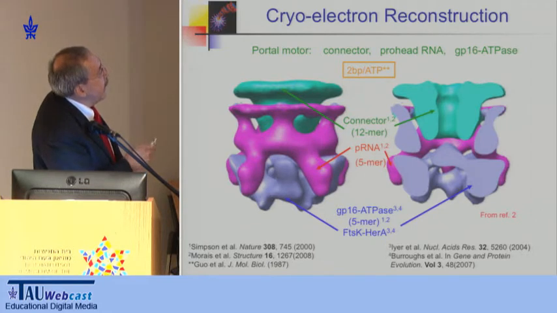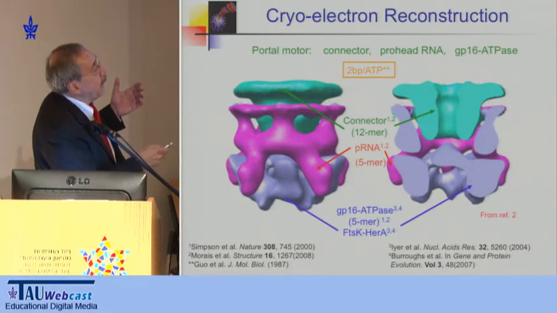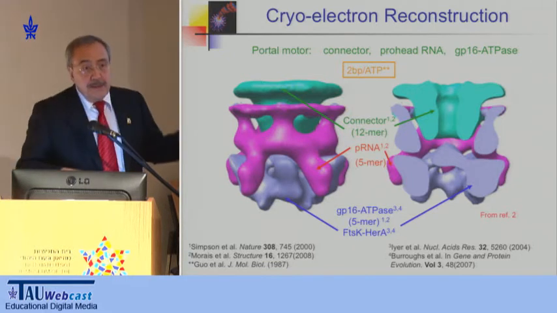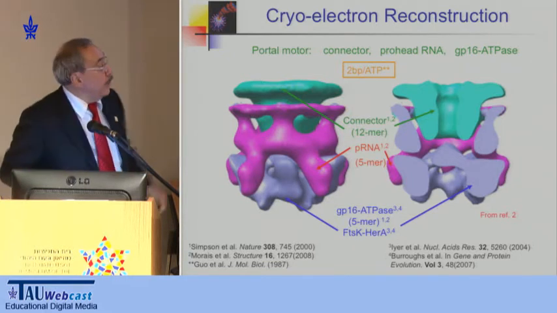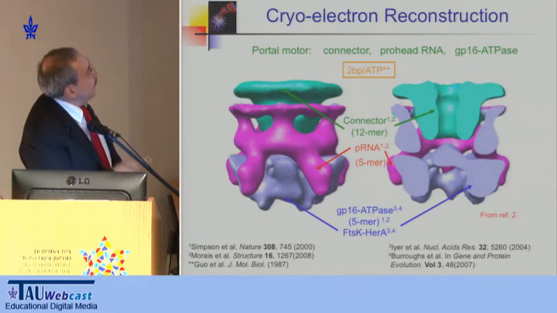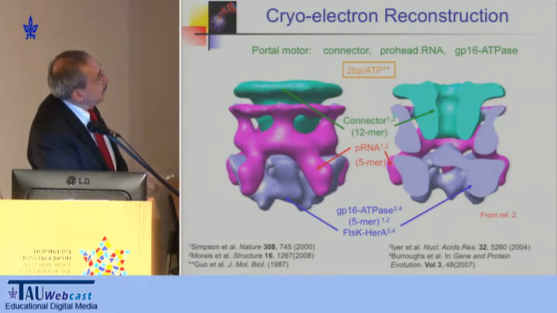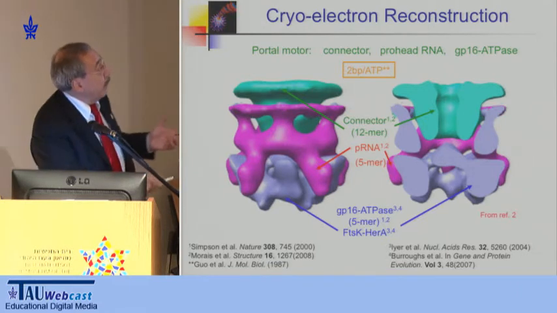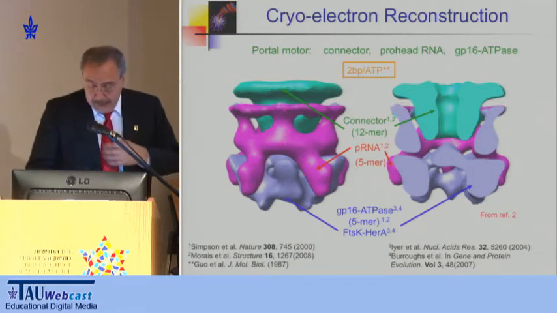And finally, there are the cylinders of the motor itself, which are essentially the ATPases. Again, there are 5 copies of this ATPase called GP16 that are the ones converting the chemical energy of ATP hydrolysis into movement. And so there is an opening through these coaxial rings that allows the DNA to actually get passed through into the capsid.